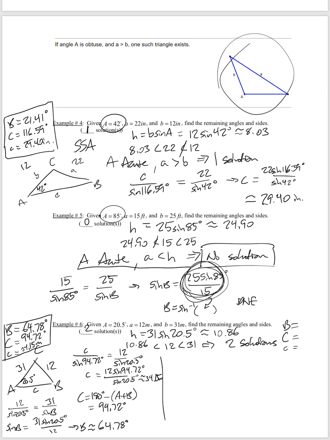Now I also have a triangle possibility where angle b is obtuse. And that's because this side length a here could either be here, or it could swing back to the other side like this. So angle A is still 20.5 degrees, side length a is still 12, side length b is still 31, but I need an obtuse angle for b, right here.